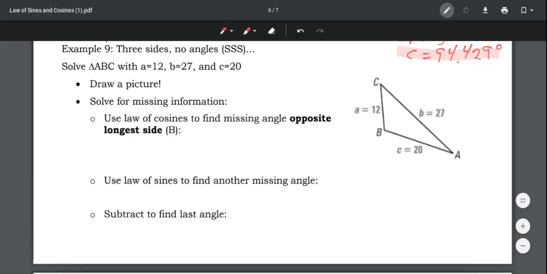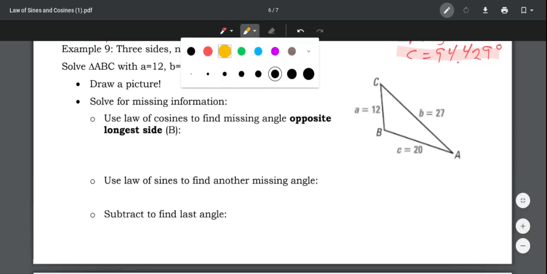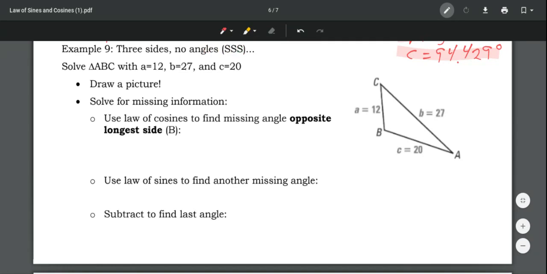All right, now that we finished solving for SAS problems, we're going to look at SSS here. Now, SSS means side, side, side. And just like SAS, there's only going to be one triangle that we can find. However, we have to be a little more cautious with SSS about the angle in which we find first.